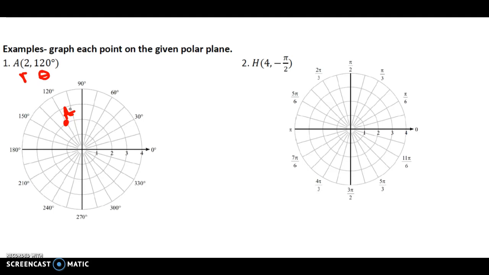For number 2, it's in radians, but it's okay. Our radius is 4, and our angle is negative pi over 2. Pi over 2 is up here. Negative pi over 2, we're going clockwise. So here's my angle, and then I'm going to count from the origin out 4 rings. 1, 2, 3, 4. And here's point H.